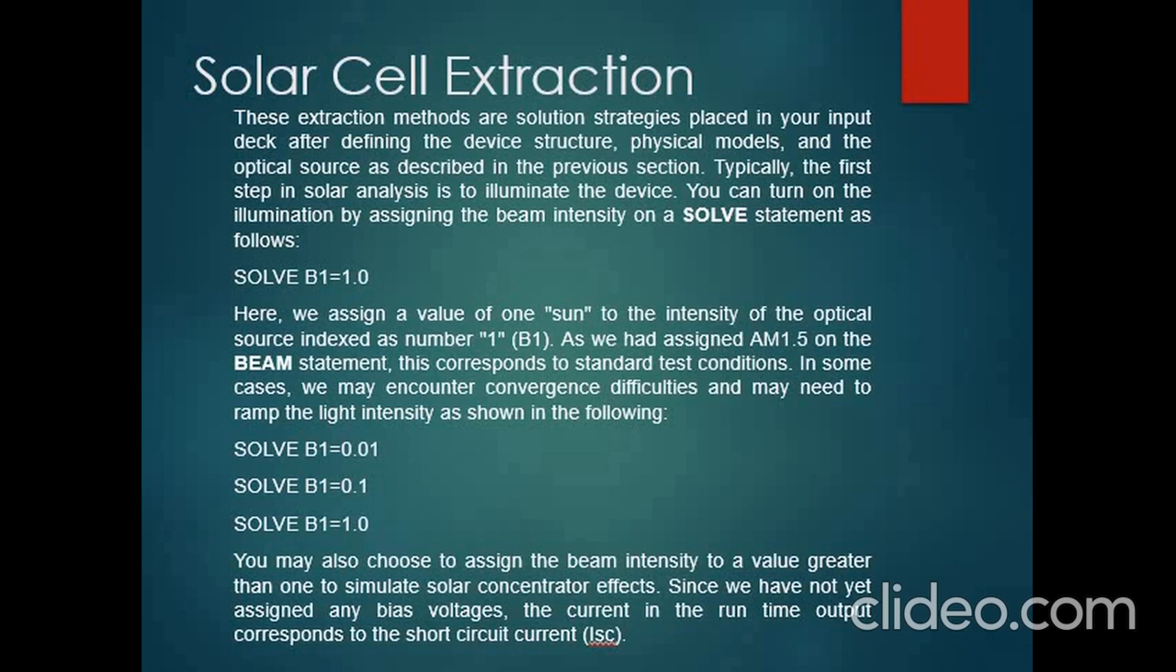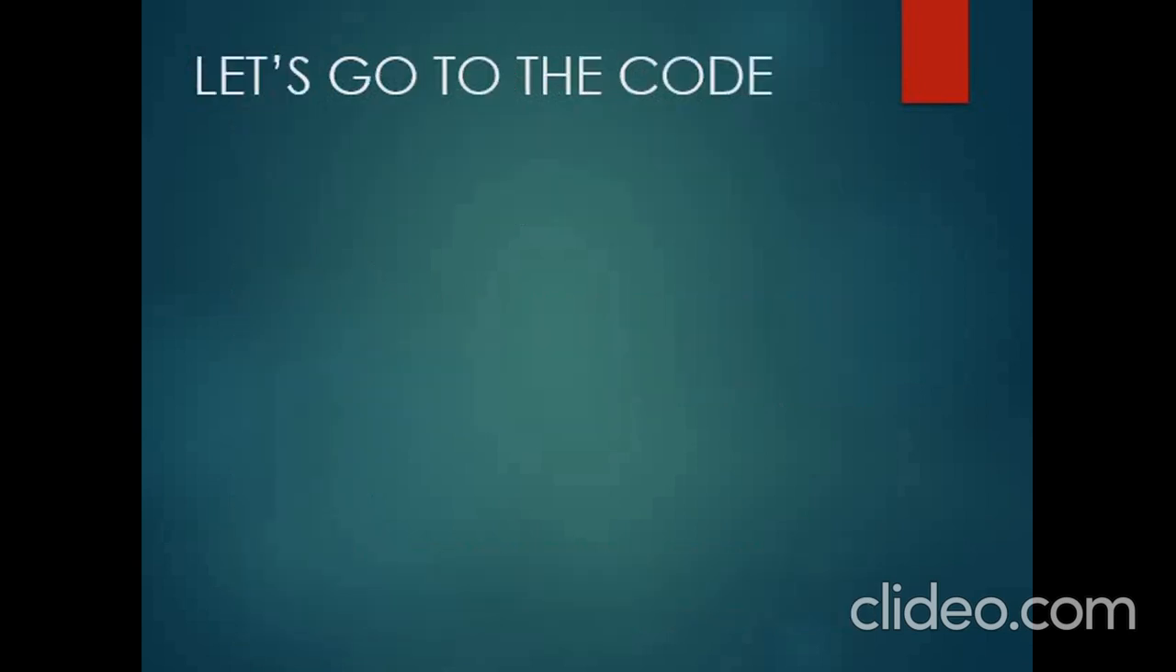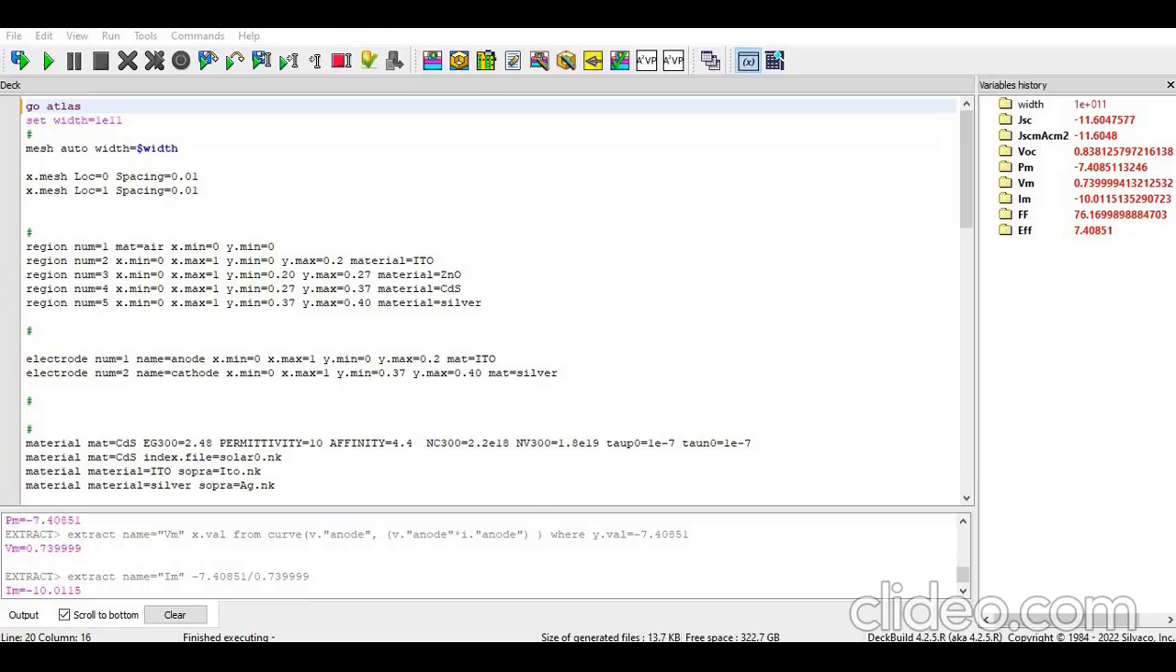So now the most awaited part, let's go to the code. This is the code part. Starting with go atlas, to run the Atlas command we have to use go atlas, and then we use a variable name width whose value is 1e11, which I have used here and also below. And this is a mesh auto command, so that's why I don't have to use the ymesh here. You can see that, and the ymesh comes from the region statement.